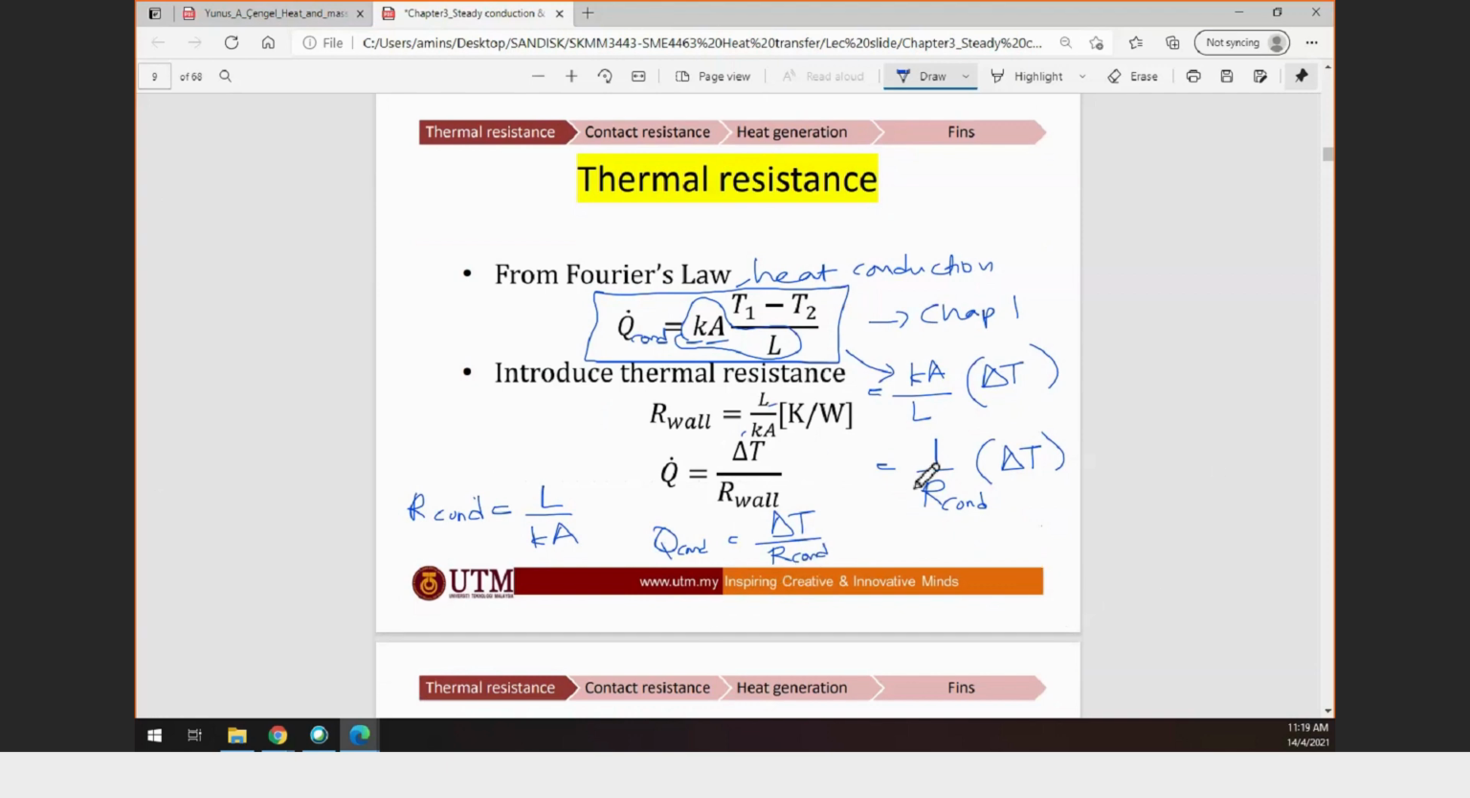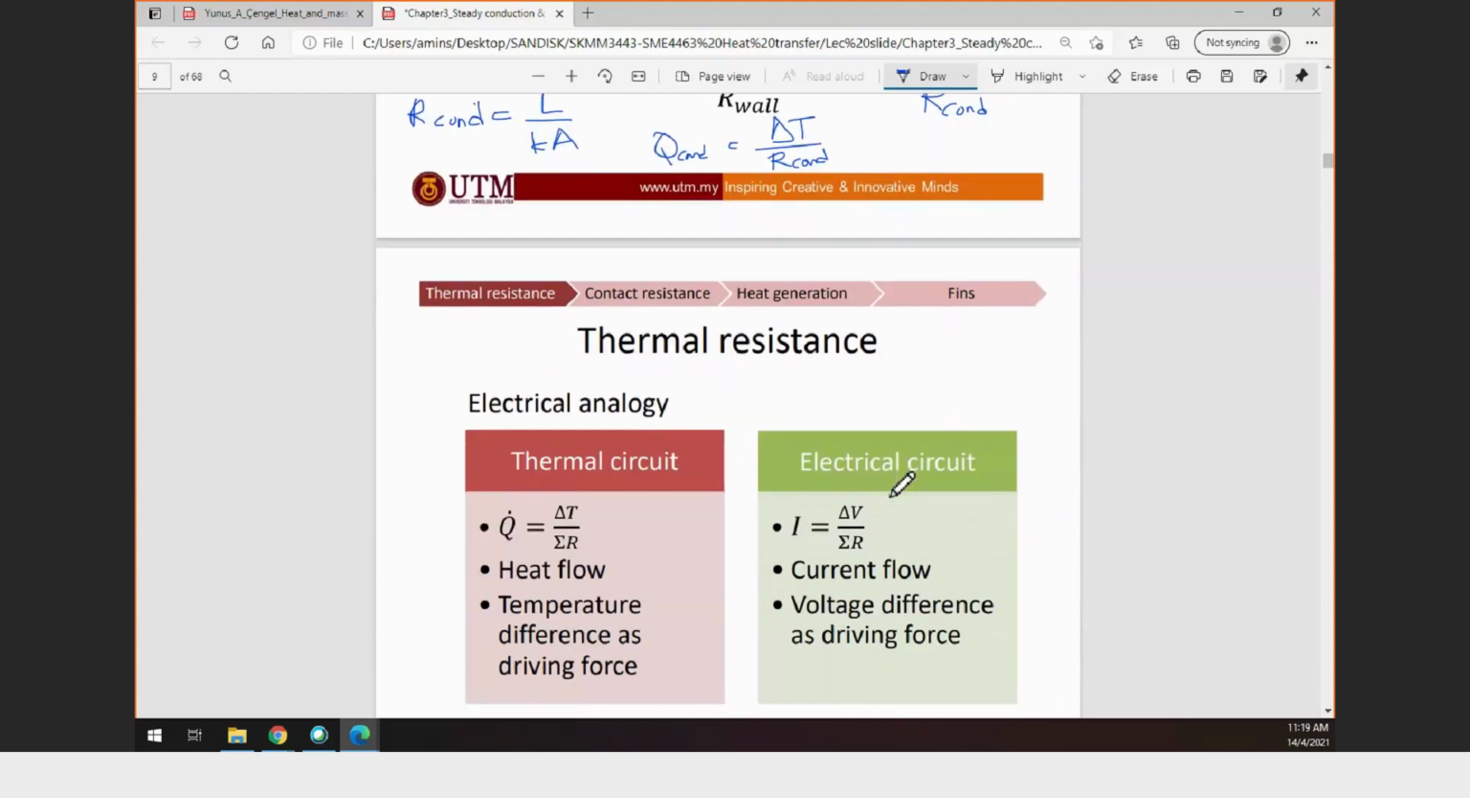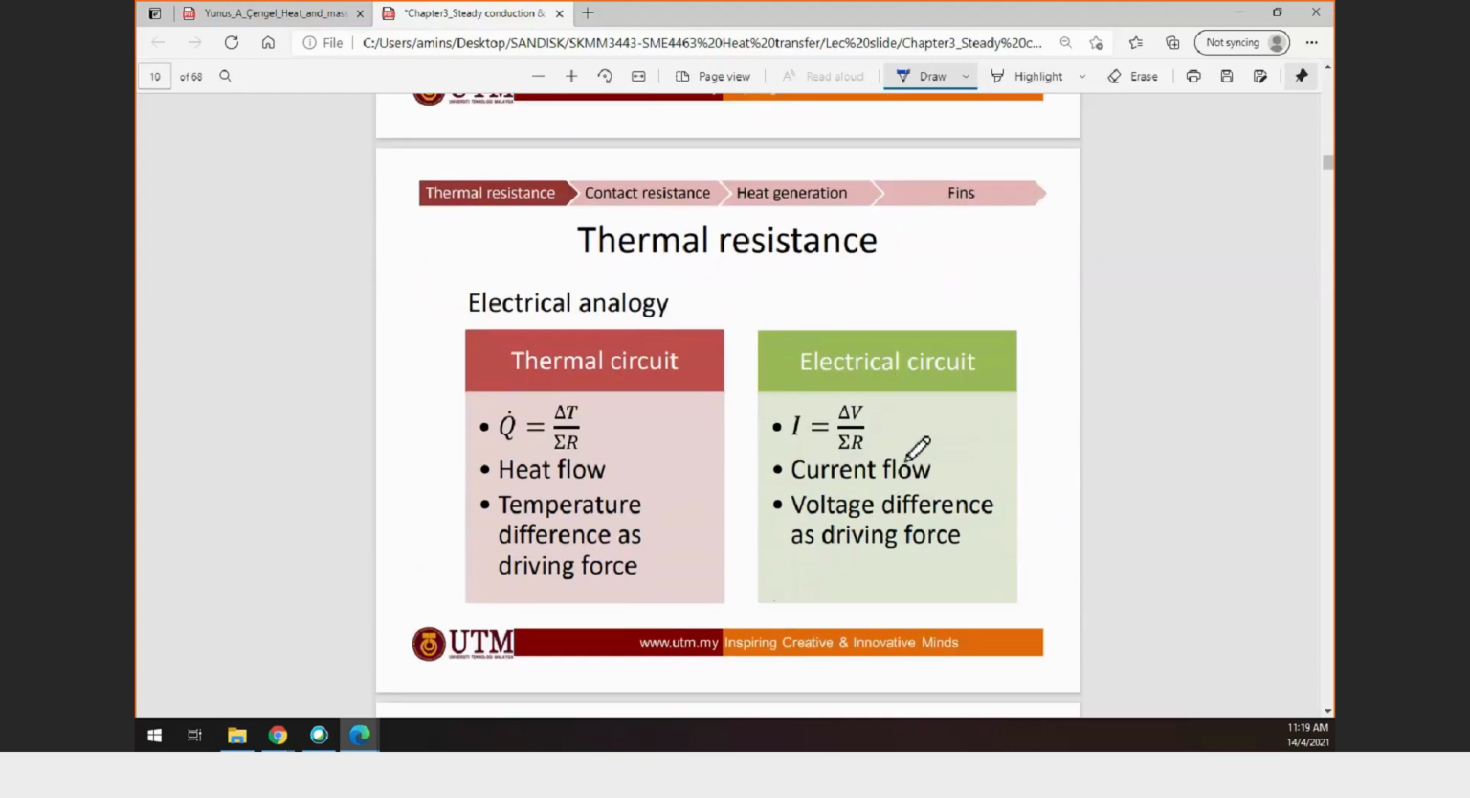If you have any questions, you can ask me or write in the chat. Okay. So basically the thermal resistance concept is similar to the electrical resistance concept. I think you have learned electrical technology in your first year, so you may still remember the electrical resistance. This concept is the same as the thermal resistance.